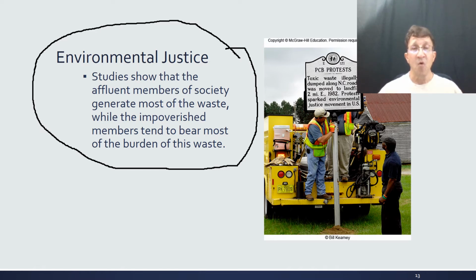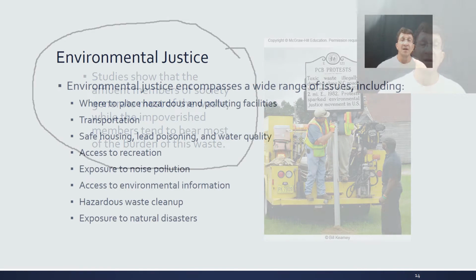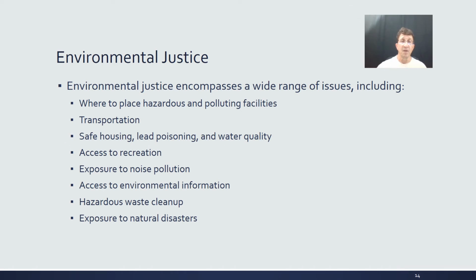Why do some people get more? Why do some get less? And why do some of the people suffer from more of the pollutants and negative impacts of our technology than others? So again, when we start looking at environmental justice, this is within the scope of environmental science, because it is part of the human condition of how we live in nature.